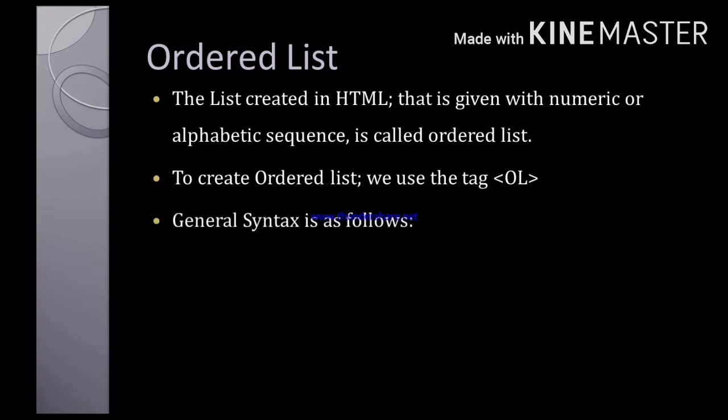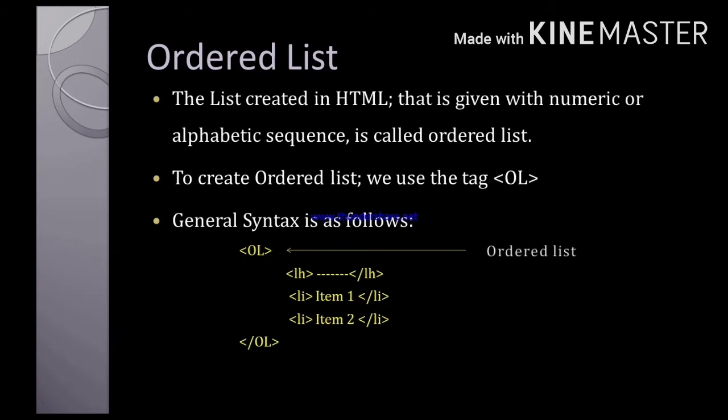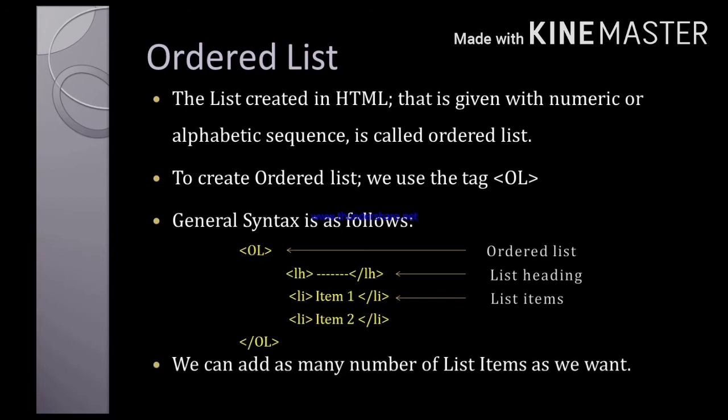General syntax is as follows: OL, then list heading LH, then LI, list item 1, list item 2, any number of LI we can add, and finally OL close. Now here this OL is your ordered list. OL stands for ordered list. This is your list heading. LH stands for list heading. LI, that is list items. We can add as many list items as we want, as I already explained.